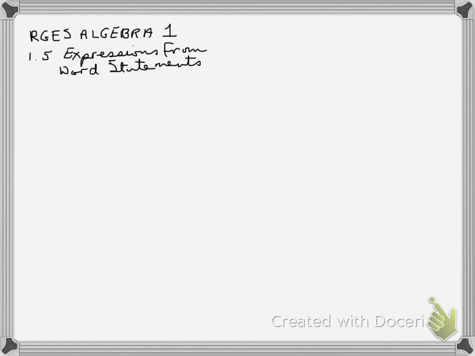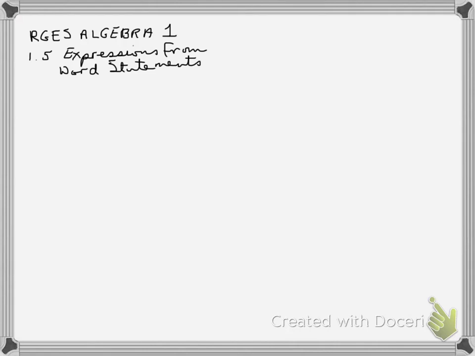Now, an expression, recall, is an algebraic statement. I don't really like that word in this particular case, but I'm struggling for the word. An algebraic grouping of symbols and variables, constants, operations without an equal sign or an inequality sign. That's very important. So I'm trying to write expressions from word statements.